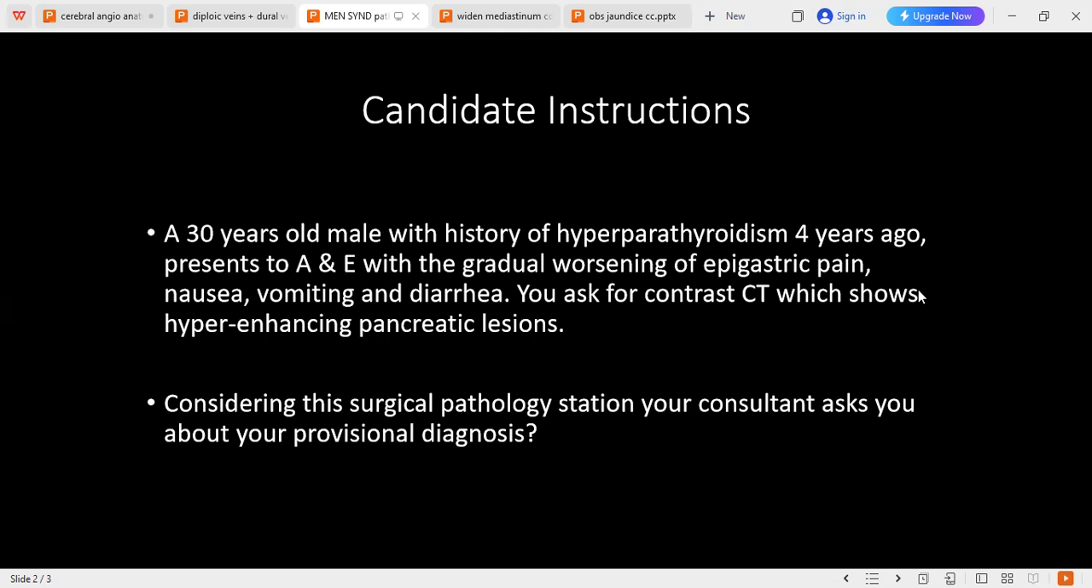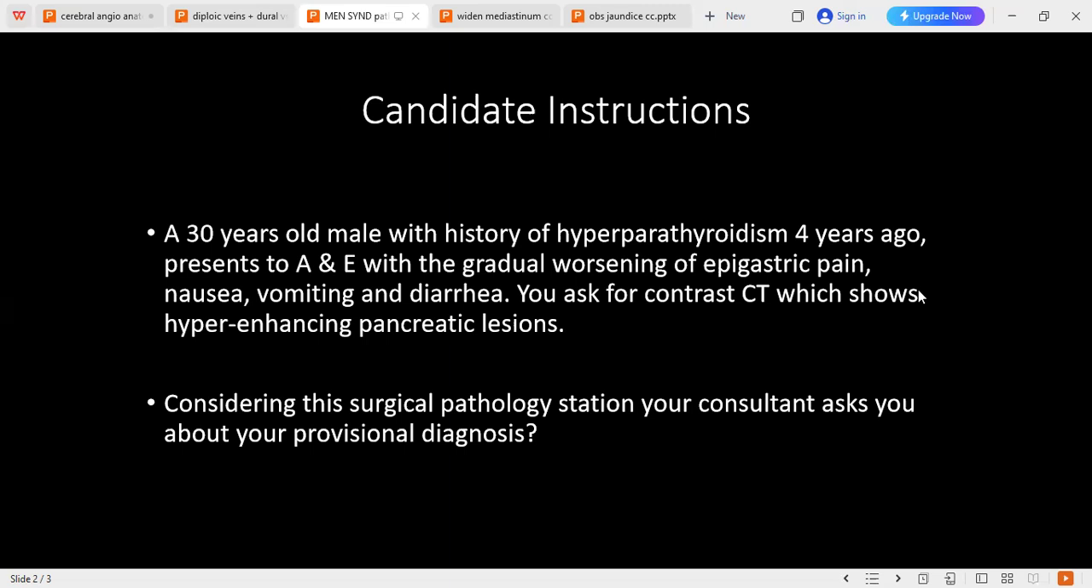So most probably there is pancreatic carcinoma. Could be gastrinoma, insulinoma, lipoma, or somatostatinoma. How would you differentiate MEN 1 syndrome from MEN 2 syndrome? MEN 2 syndrome has parathyroid hyperplasia along with medullary thyroid cancer and pheochromocytoma. Please define the term hyperplasia.